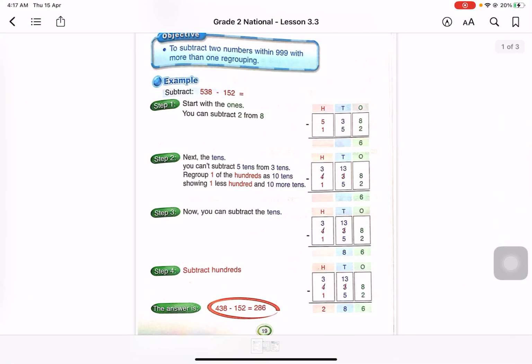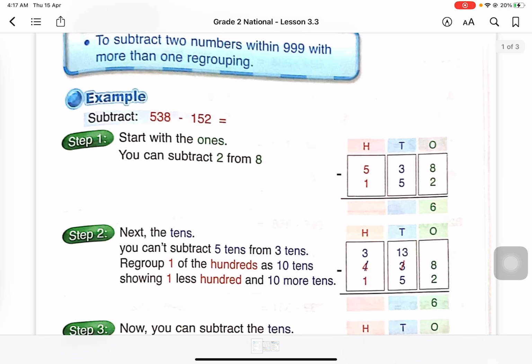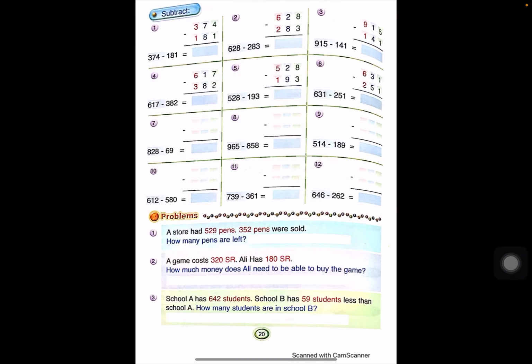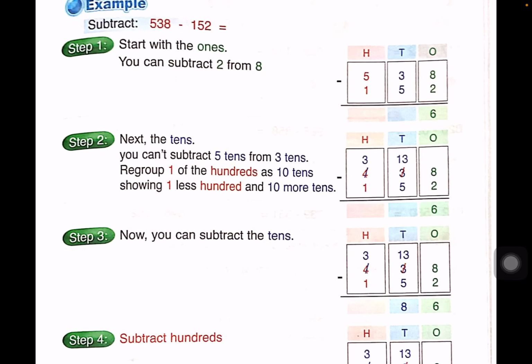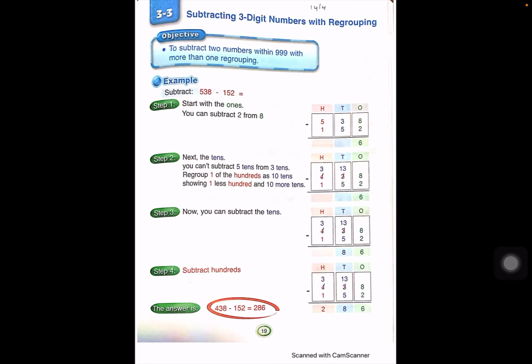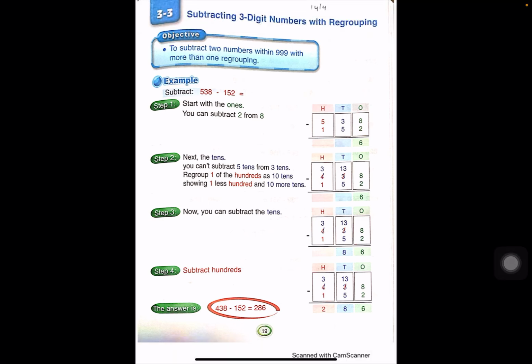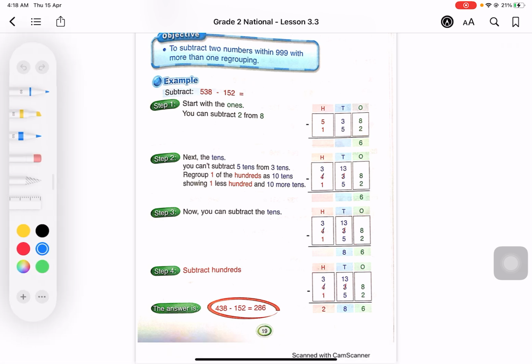In page 19, they are going to solve the same question I just solved. 538 minus 152. They put the numbers under each other, and they started with the ones. 8 minus 2, that answer. This is step 1, 6. Now, 3 minus 5, you can't. Regroup. The tens will go to the hundreds. The hundreds will give her 1, so the 100 will become 4, and this will become 13.